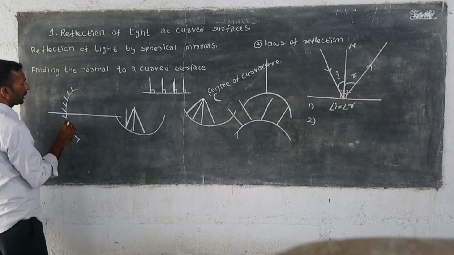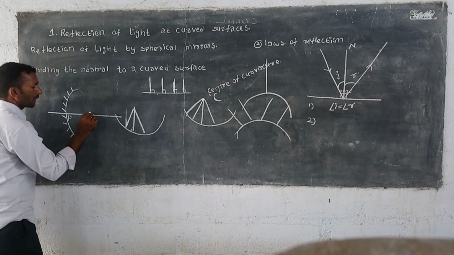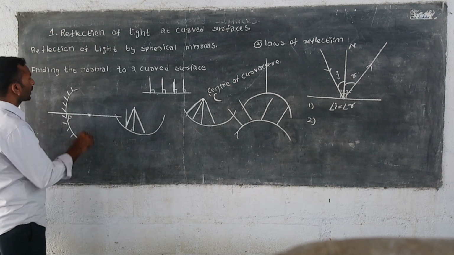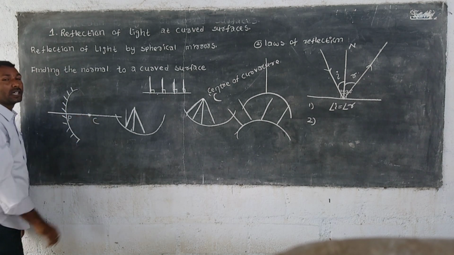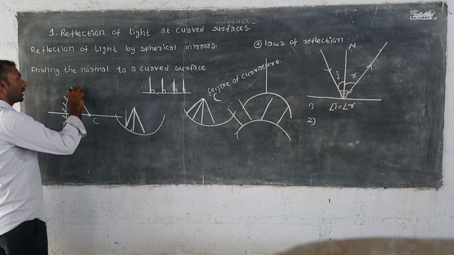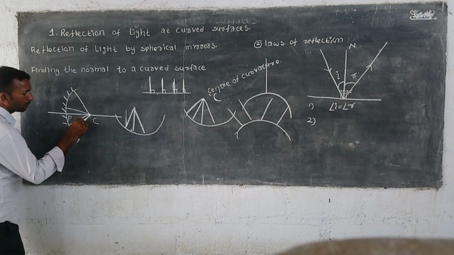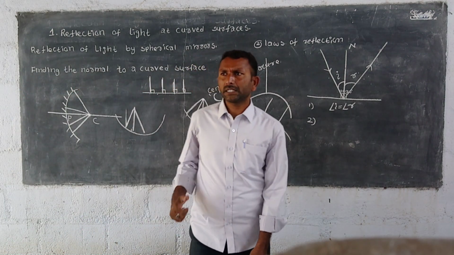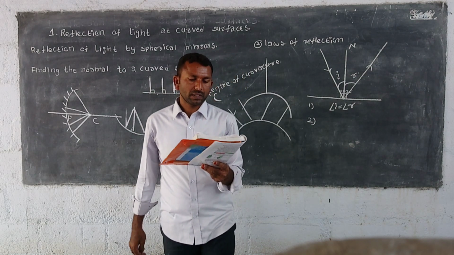This is called the principal axis. This is the pole of the mirror, and this is the center of curvature. Center of curvature means the point at which the light rays converge. If you draw any line from the center of curvature to the mirror, it is always perpendicular to the curved surface. So in this way we can find the normal line to a curved surface.